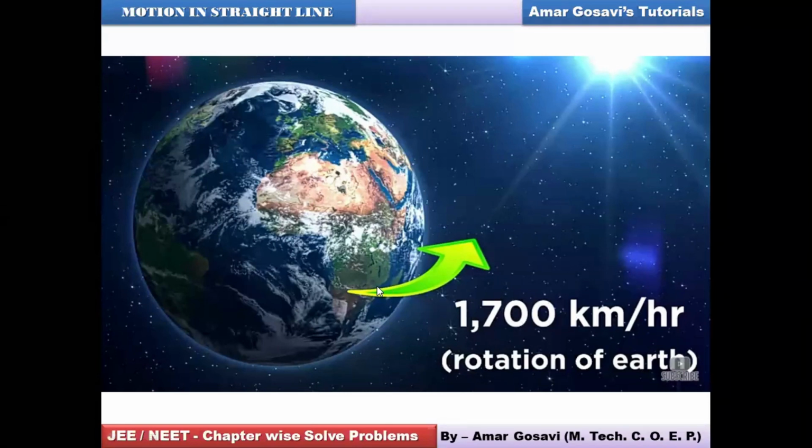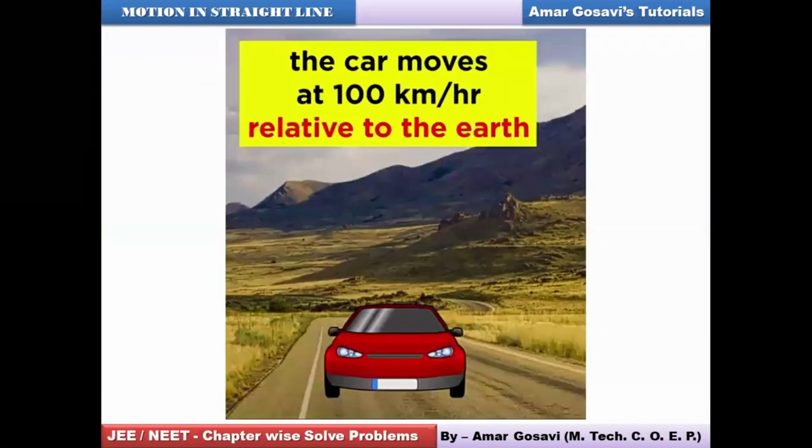And even if that car was not moving, still it would appear for the person on the moon that the car is moving at 1700 kilometer per hour, because the person is in the non-inertial frame. All right, so this is how you're supposed to imagine. But if the observer is on the earth, then for him this speed will be 100 kilometer per hour. So that's how you're supposed to understand relative motion, friends. Please make a note of this also.